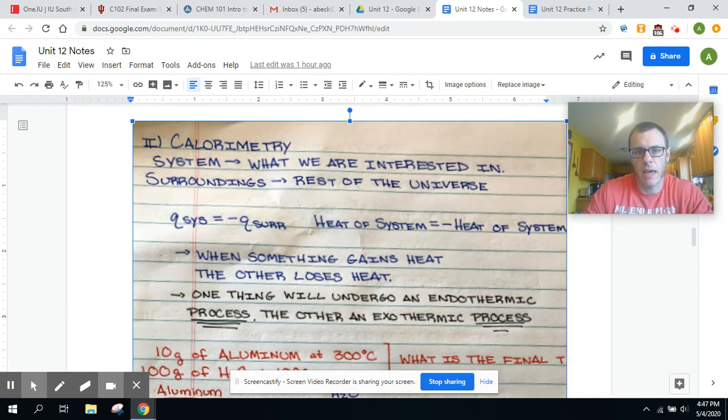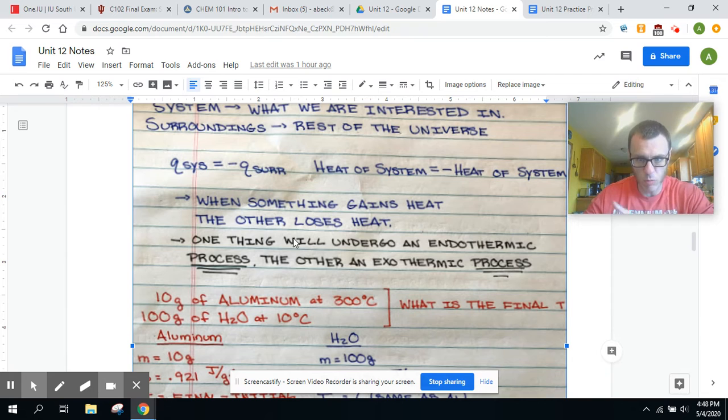If you have your bank account and you give somebody $10, that's negative $10 for you, for the system. But for the surroundings, that's positive $10 because it's been given to them. And so if you think about thermodynamics, that's what this is. For calorimetry, it's just a flow of heat from one thing to another. It's like an exchange of money. So when something gains heat, the other loses heat, or vice versa.